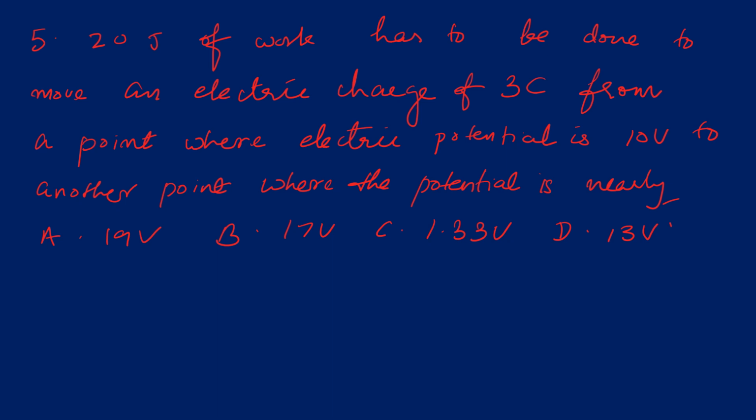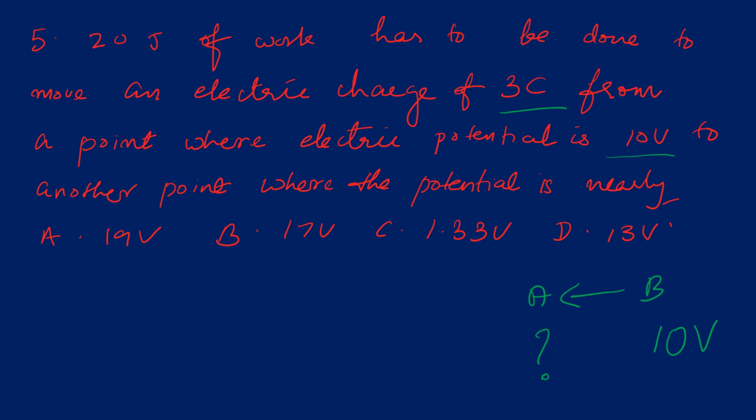20 joule of work has to be done to move an electric charge of 3 coulomb from a point where electric potential is 10 volt to another point where potential is nearly. We are moving a charge from one point to another. Let us say from B to A. Here at point B, it is 10 volt. At point A, we have to find out.